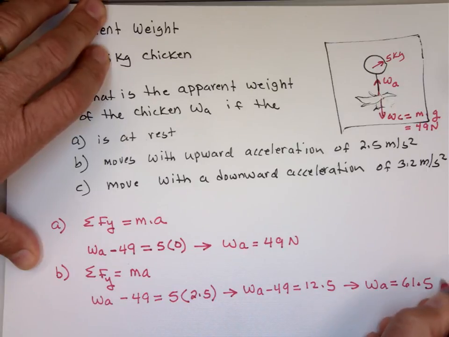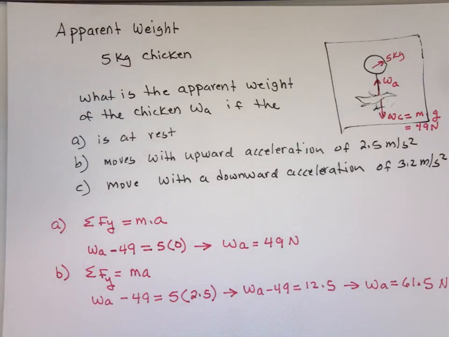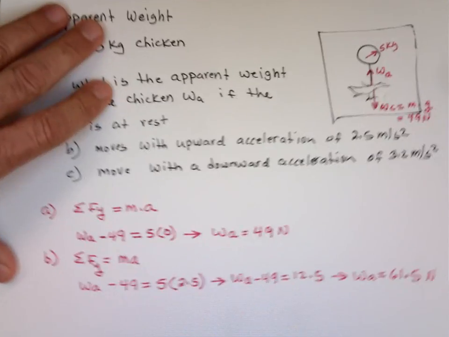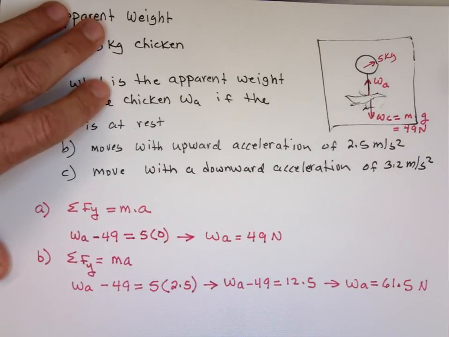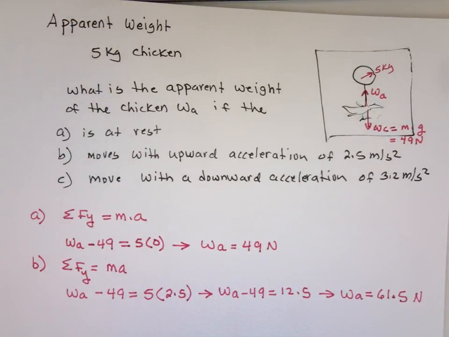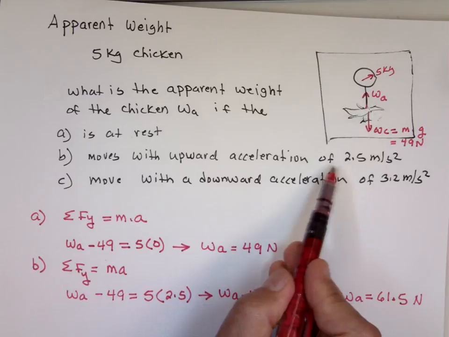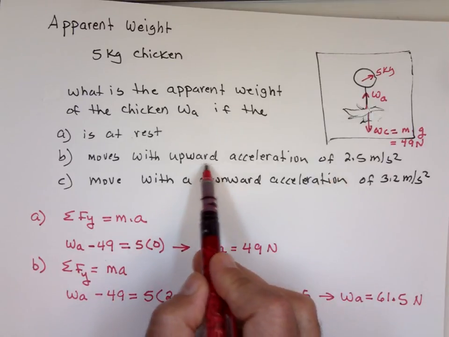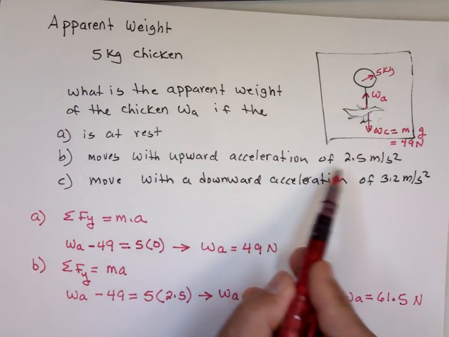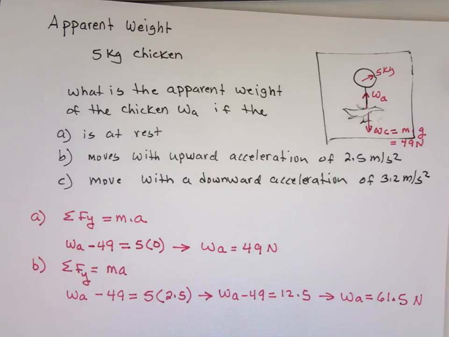So if you get in the elevator and it's moving upward, yes, Jason, go ahead. Sorry, where does the 2.5 come from? The 2.5, on B? Oh, right here. The elevator is moving upward with acceleration of 2.5. Upward means plus acceleration. We're using up as positive, down as negative. That's why we made WA positive and the 49 negative, because the 49 is down, the WA is upward.